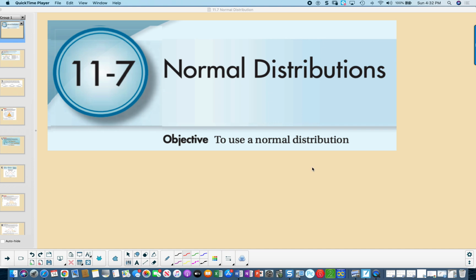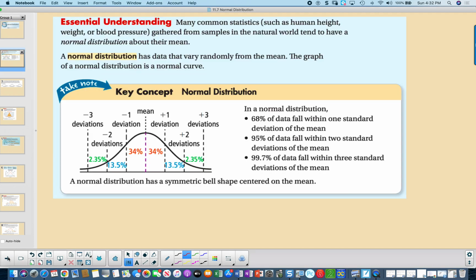11-4, normal distributions. Objective: to use a normal distribution. Many common statistics, such as human height, weight, or blood pressure, gathered from samples in the natural world tend to have a normal distribution about their mean. A normal distribution has data that vary randomly from the mean. The graph of a normal distribution is a normal curve.